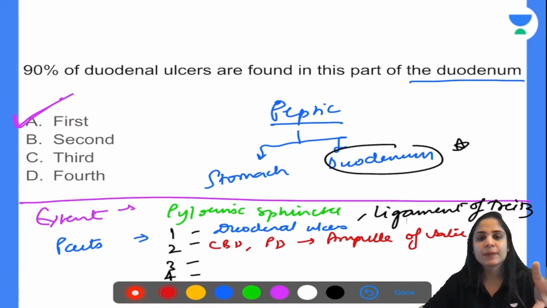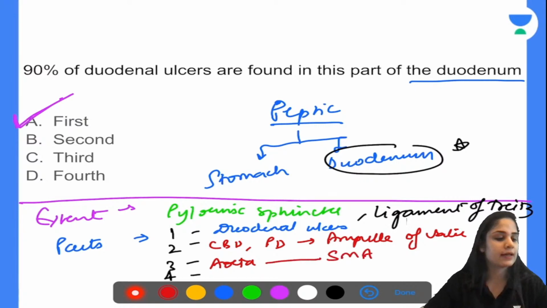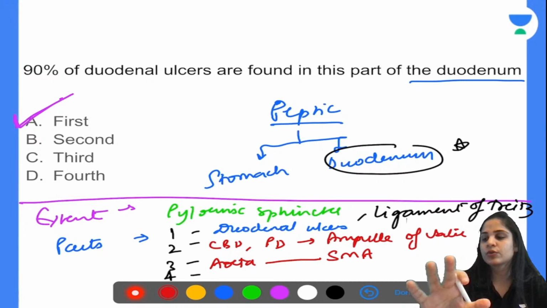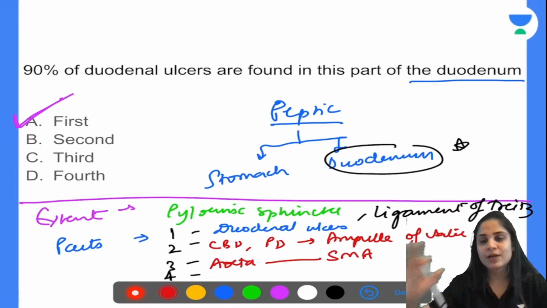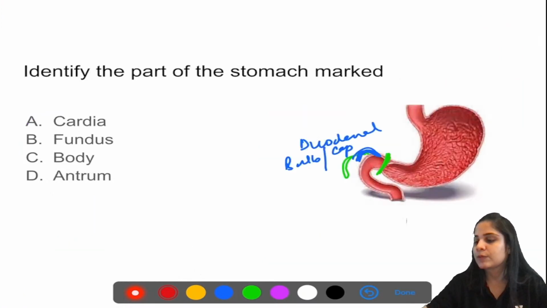Now, the third part of the duodenum: sometimes they ask you where exactly it is present. It is present between two major arteries, the aorta and the superior mesenteric artery. That is what you need to know about the third part of the duodenum. So, one-liners about the duodenum. All of these have come in previous years' exams, and that's why I have included it for you all here. Okay, moving on to our next question.